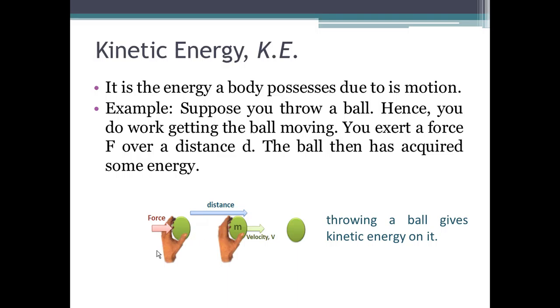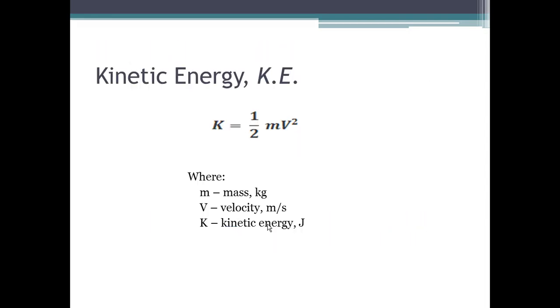Now, once the ball is released from the person's hand, the ball would have gained an amount of velocity or speed, and this means the ball would have gained an equivalent kinetic energy given by the person. So, throwing a ball gives kinetic energy to it. Now, for the working formula for kinetic energy, we have K equals 1/2 mv squared, where K is the kinetic energy given in joules, v is the velocity in meters per second, and m is the mass of the object, expressed in kilograms.